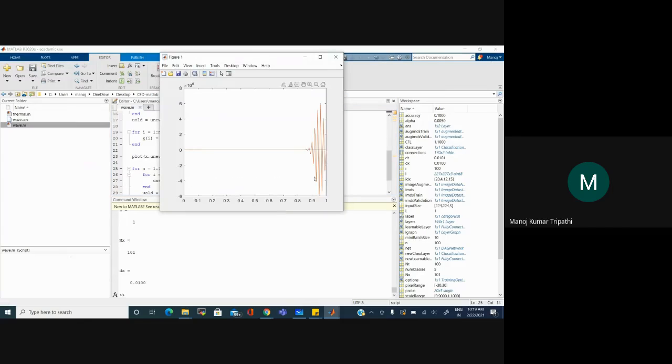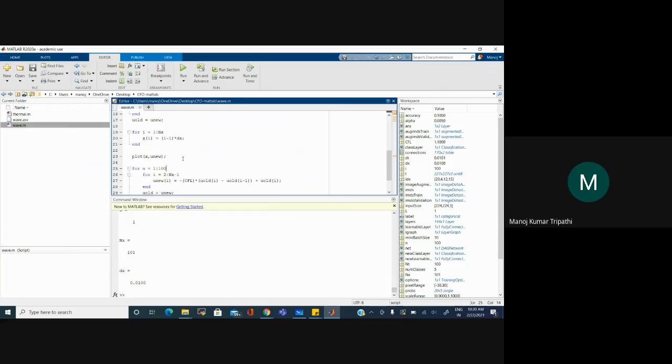Let's see what happens. So this is something like 8 into 10 to the power 6. Of course, that cannot be a realistic solution. So CFL number has to be less than 1. 0.9 will also do.